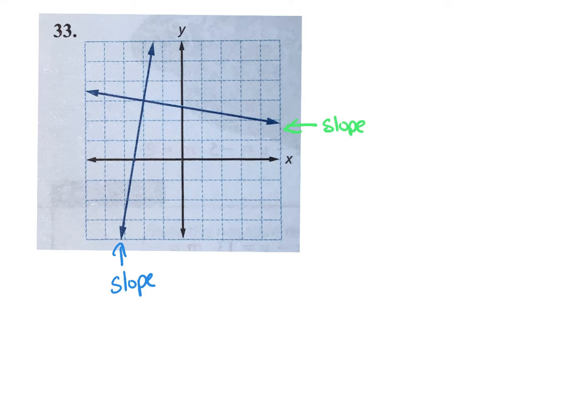So for slope, I'm going to pick two points that are on perfect. So this is a point and this is a point. I go down 1, so that's negative 1. And I go over 1, 2, 3, 4, 5, 6. So that's positive 6. So my slope here is negative 1/6.